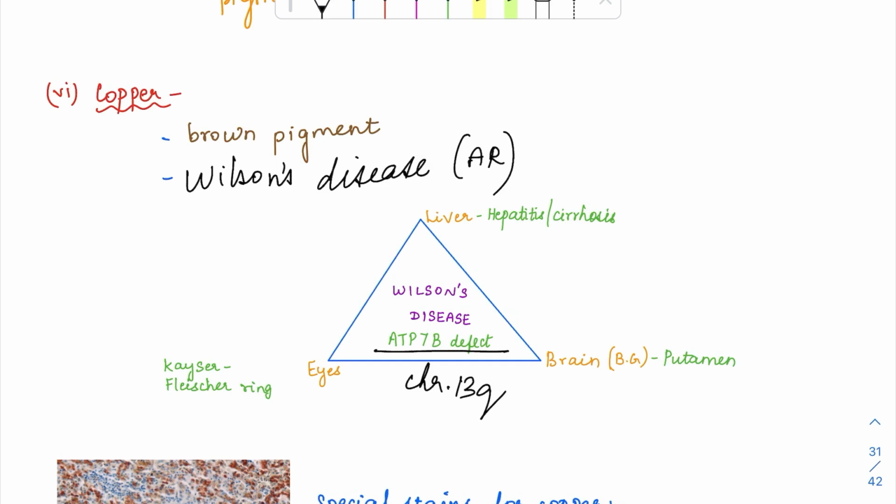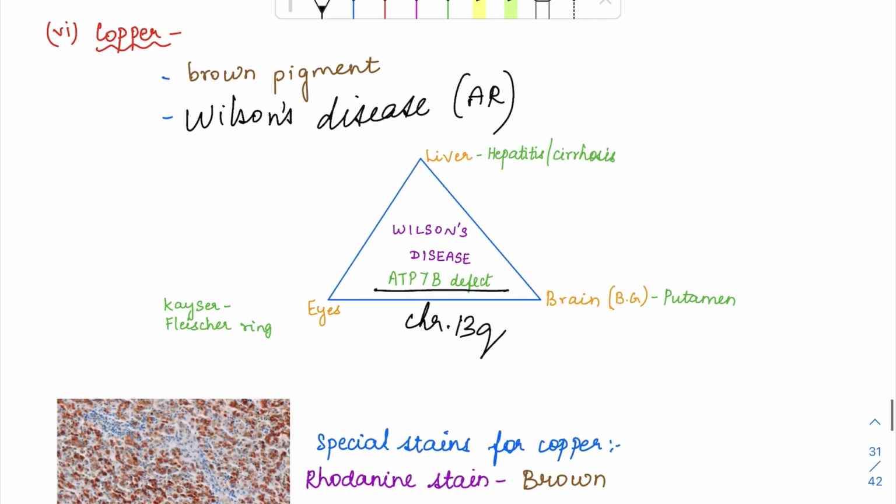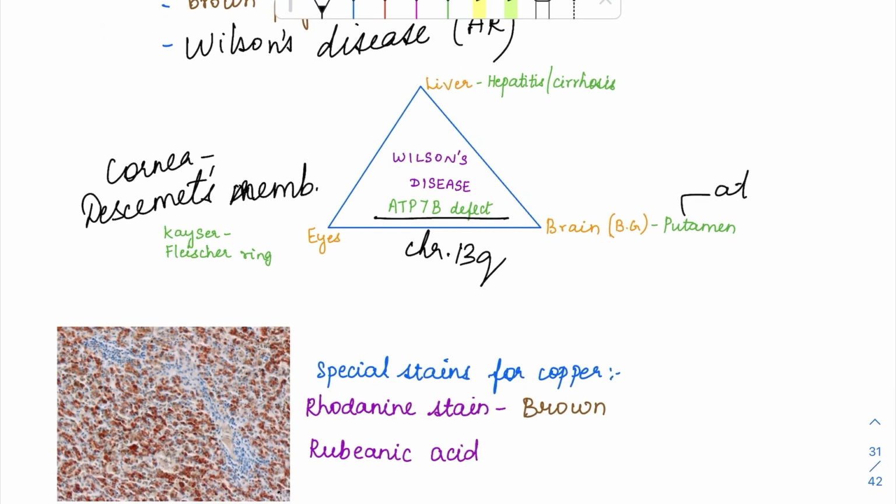Here again we get a triad of symptoms. In the liver you can get various presentations like hepatitis, cirrhosis and even fulminant hepatitis. In the eyes, copper is going to deposit in the Descemet's membrane of the cornea, which is called the Kaiser-Fleischer ring, or KF ring. You can see it on slit lamp examination as a greenish brown deposit. And then in the brain, it is going to deposit in the basal ganglia region, especially in the putamen, causing atrophy and cavitation of the putamen.